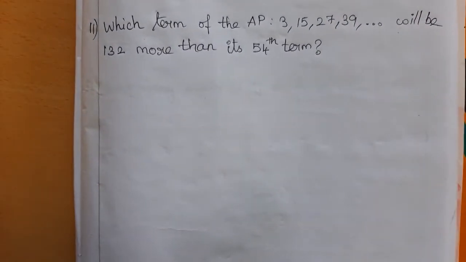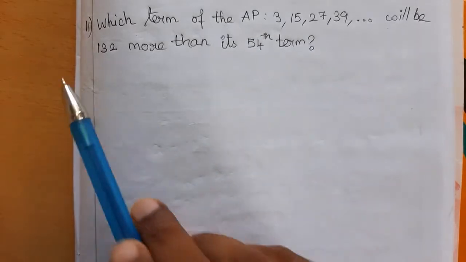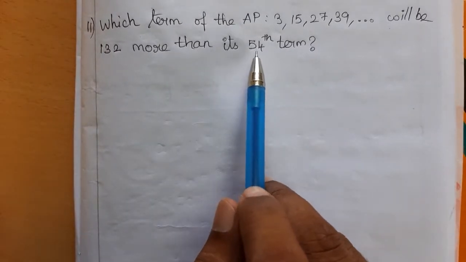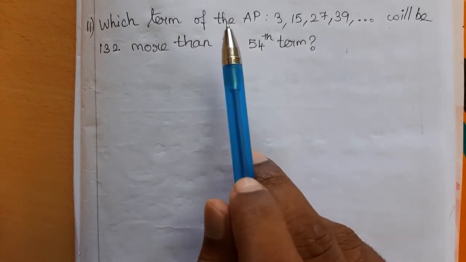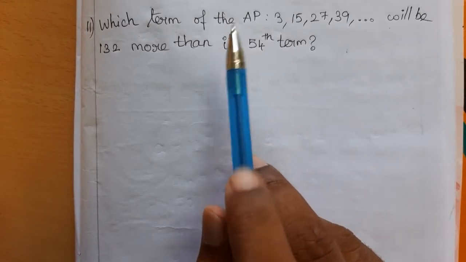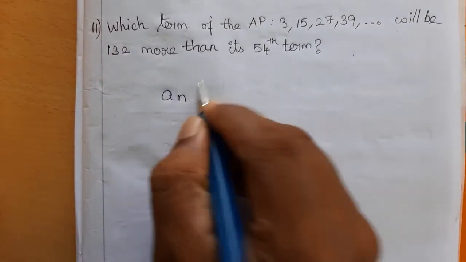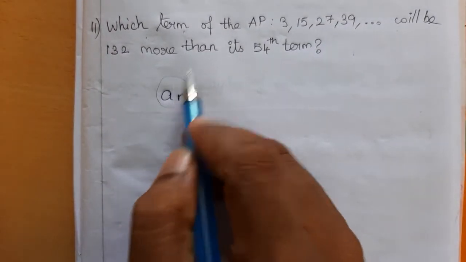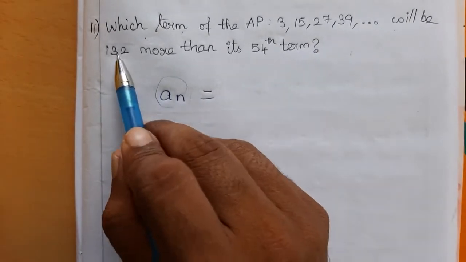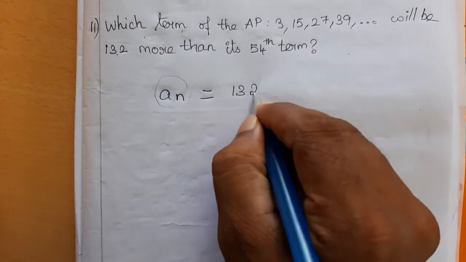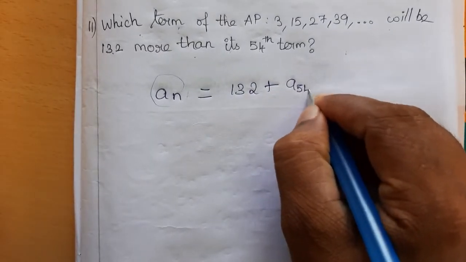So here we go for the next problem. Which term of the AP 3, 15, 27, 39 will be 132 more than the 54th term? So we don't know what the term is, so we just consider it as an. Which term of the AP will be 132 more? So 132 more means addition, right? More than the 54th term.